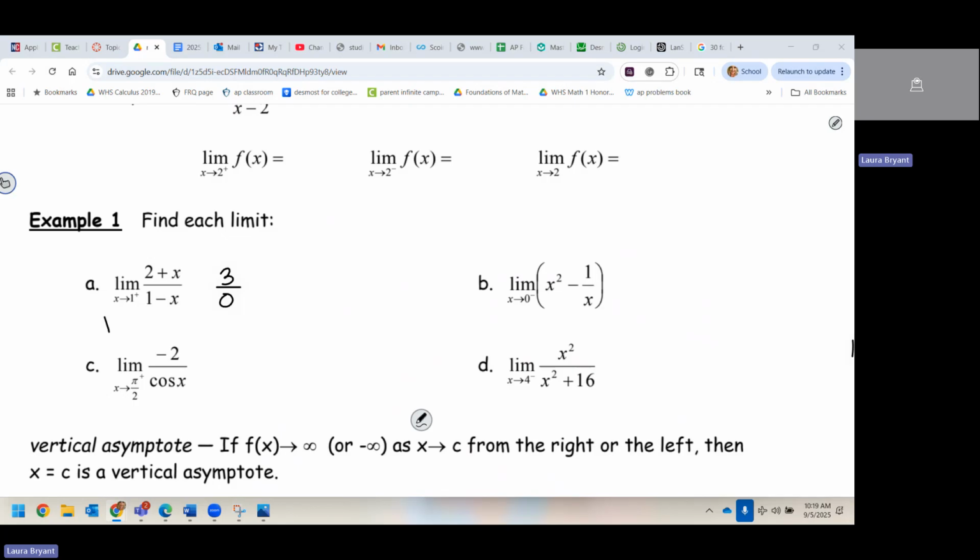So to the right of 1, I'm going to plug in 1.1 and check my signs. I plug in 1.1 to the numerator, I get something positive. If I plug in 1.1 to the denominator, I get something negative. And therefore, my sign test tells me that my result will be negative. And overall, I'm going to get negative infinity. This is the part that tells me it's infinite. This is the part that tells me if it's positive or negative.